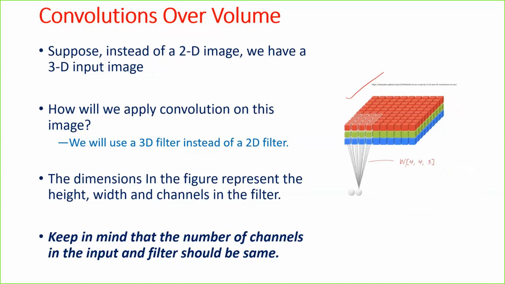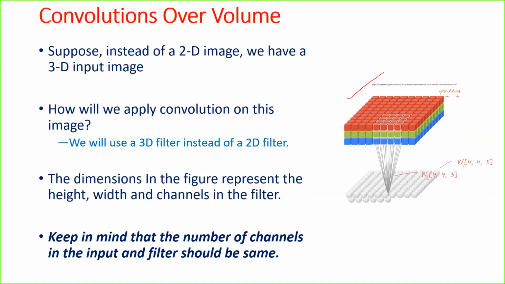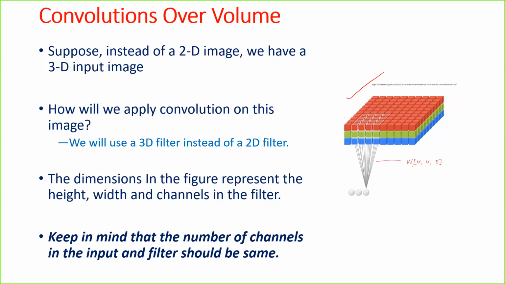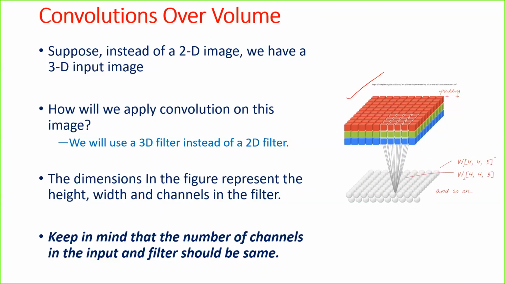So how many channels are there in the input image in this example? In this example, there are 3 channels. Am I right? There are 3 channels. Yes, sir. Right. So the number of channels in the filter also same, 3 channels. You see that this is a 4x4 filter and number of channels is 3 only. Okay, 4x4x3.